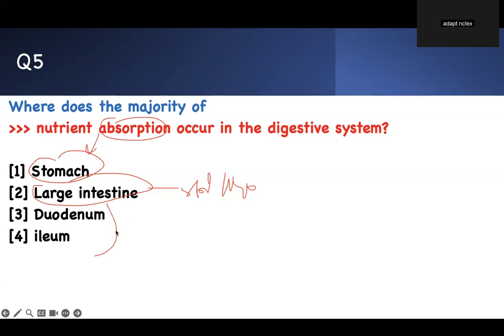Now you're left with this. This is our portion of the small intestine. But the place where you absorb most of it is the ileum. The duodenum is the beginning of it. Therefore, 4 is the right answer.